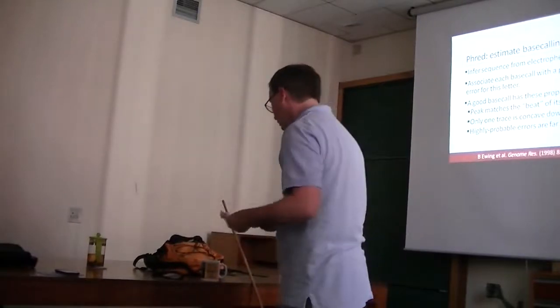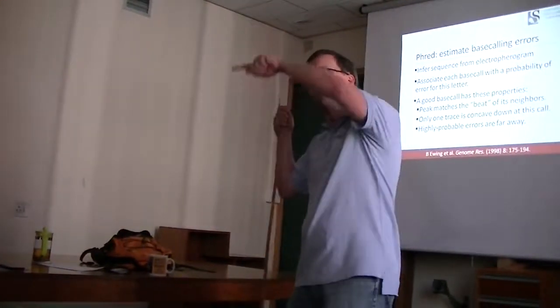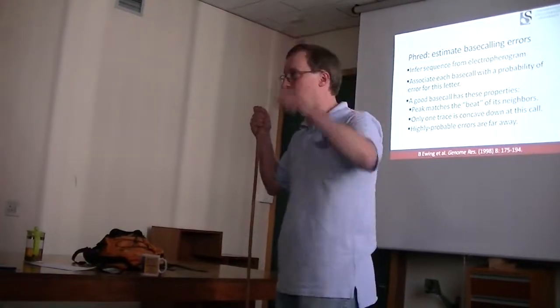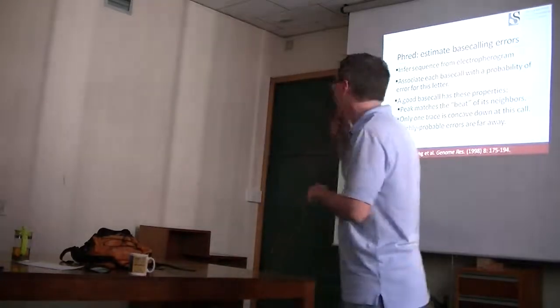So we want to see a place where we have just one trace that forms a downward arc, and that the other traces do not form such an arc at that position.